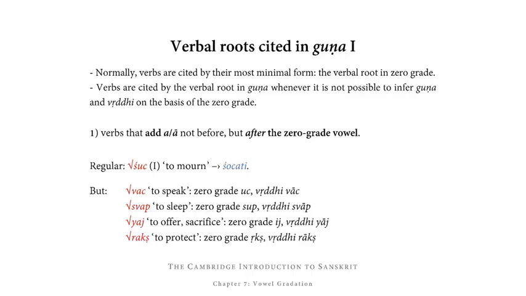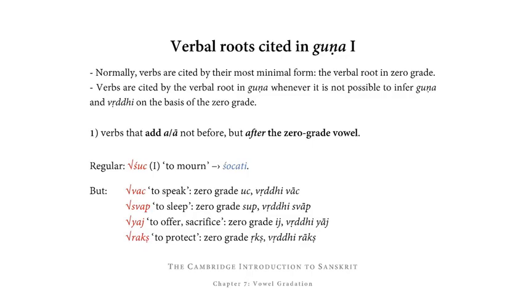So, for example, there are some verbs that add guna a and vriddhi a, not before, but after their zero grade vowel. Remember, all the verbs that we looked at so far formed their guna by adding a in front of their zero grade vowel. So, for example, on the basis of shuch, which is a class 1 verb meaning to mourn, we get the guna of the root shuch by adding an a in front of the u, and a plus u in front of another consonant gives us o, and so on the basis of shuch we have shoch. To that we then add our a and our verbal ending, and so, for example, we get a form such as shochati, he, she, or it mourns.